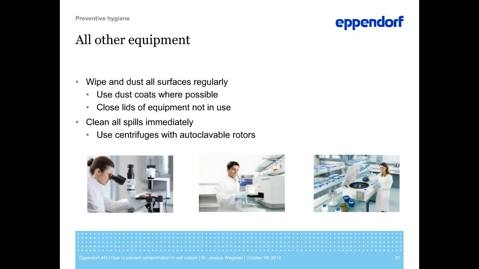In general, all devices and surfaces in a cell culture lab should be wiped and dusted regularly. Wherever possible, use dust coats, for example for microscopes. Spills should be cleaned immediately, and if available, use centrifuge equipment that is autoclavable.